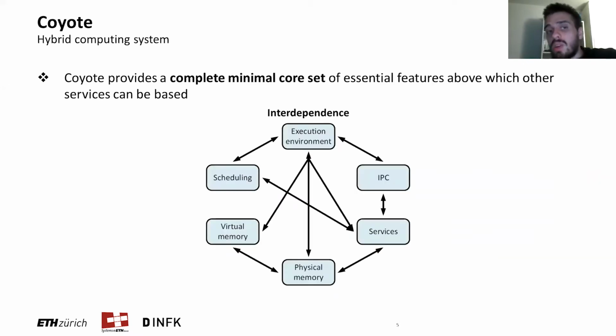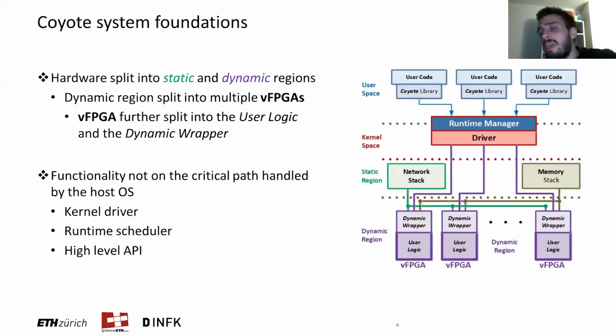So because of this, rather than looking at isolated abstractions and limiting the FPGA to a subset of its features, with Coyote, we examine the consequences of a more complete general purpose approach. Coyote provides a complete minimal core set of essential features above which other services can be based, just like the microkernel. So I'll quickly go over the foundations of the system.